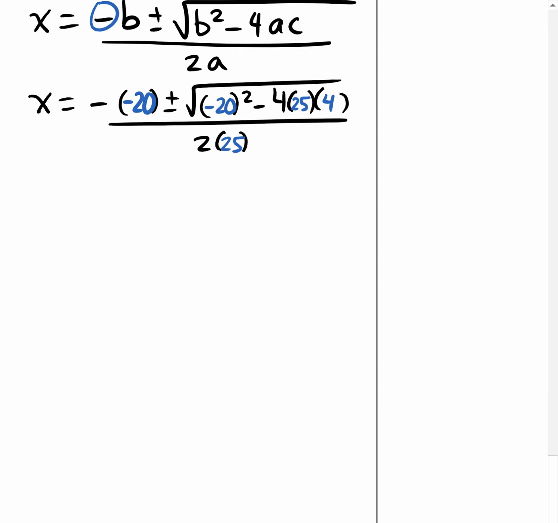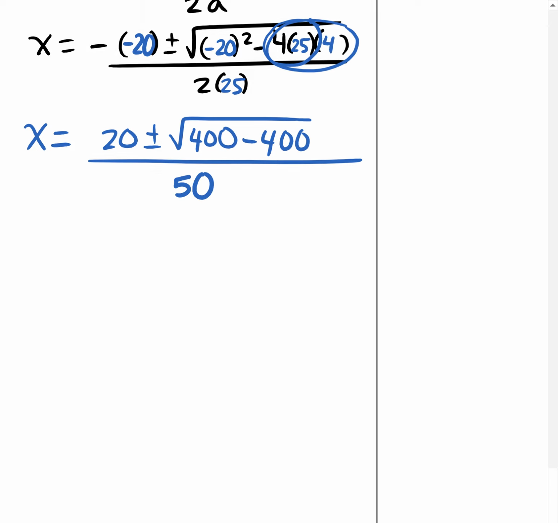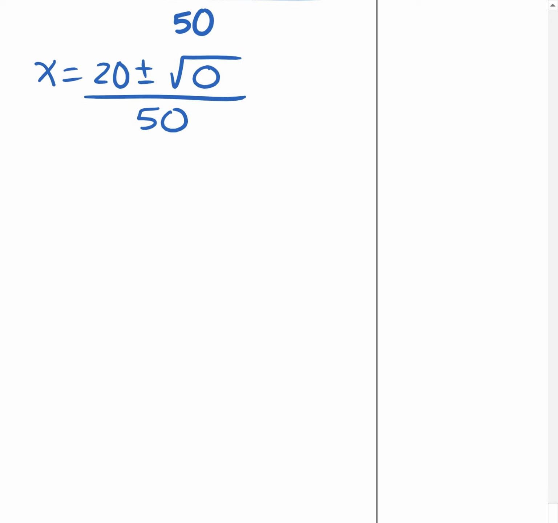Got some big numbers here. So okay, let's see if we can simplify this. Negative 20 makes positive 20 plus or minus the square root of negative 20 squared is 400. And you got 4 times 25, that's 100. 100 times 4 is 400. So that's kind of a weird one. You got 400 minus 400 in there. Over 2 times 25, which is 50. And if you simplify what's in the square root, that's square root of 0, right? Because 400 minus 400. Alright, and the square root of 0 is 0. So this is like 20 plus or minus 0 over 50.